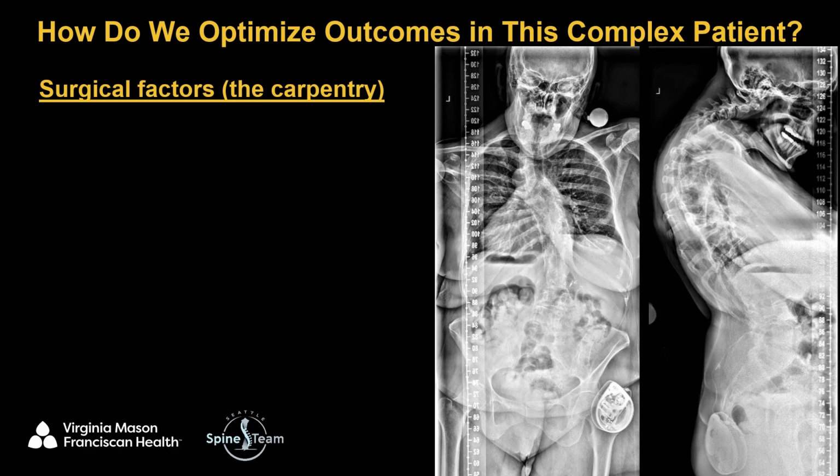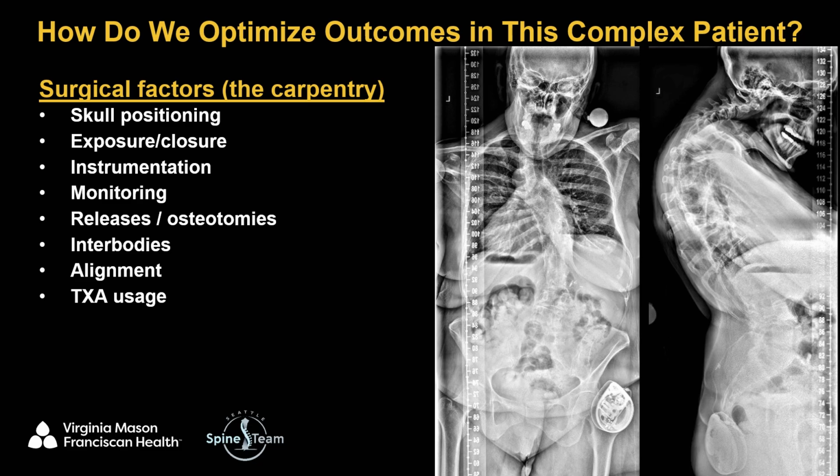So when we think about this patient, it can sometimes be overwhelming. How do we get this patient from point A to point B and get them through this operation successfully? And I think that we always think about the surgical factors. After all, we're all surgeons, right? So we think about the carpentry of it all. And these are some of the things we think about.